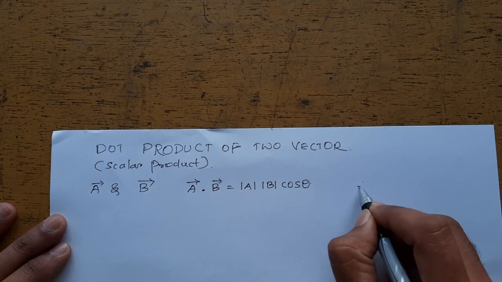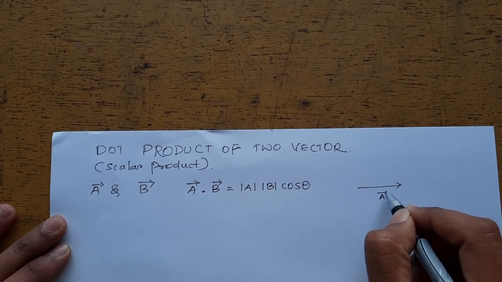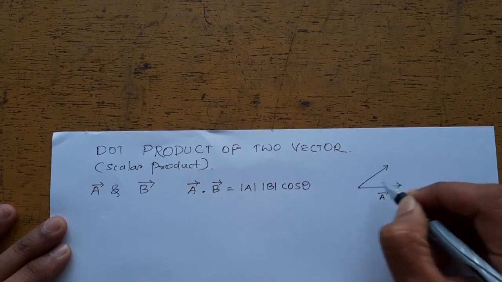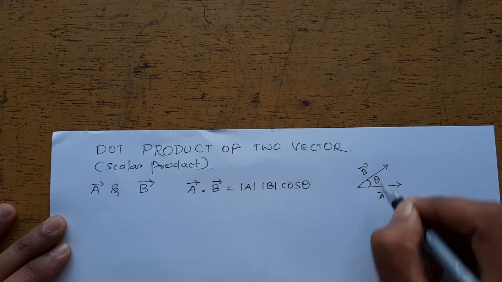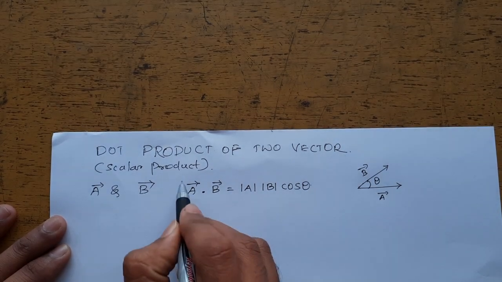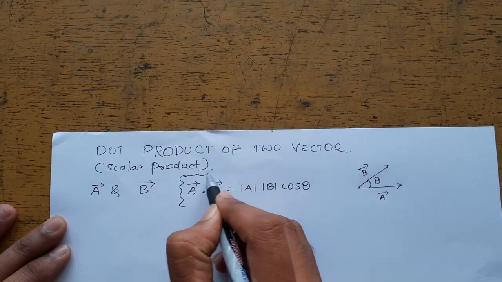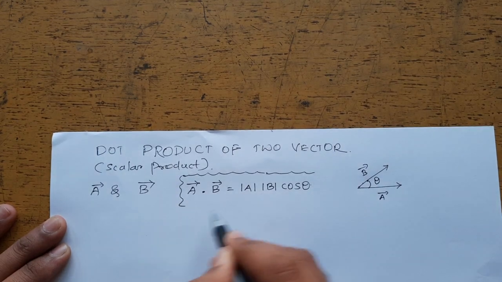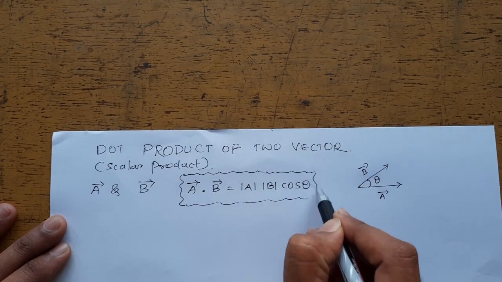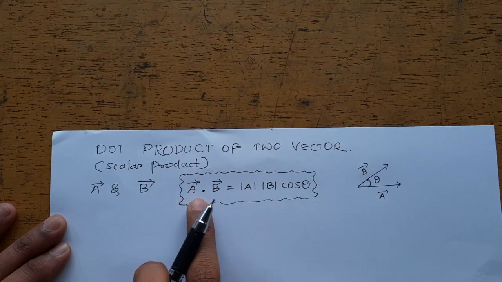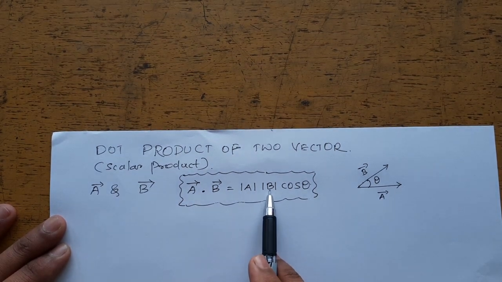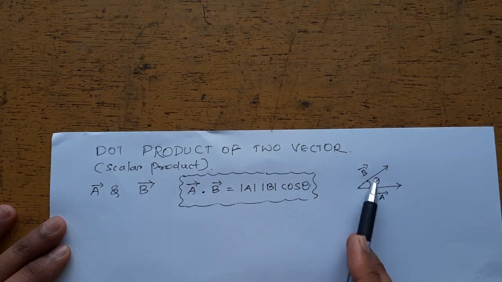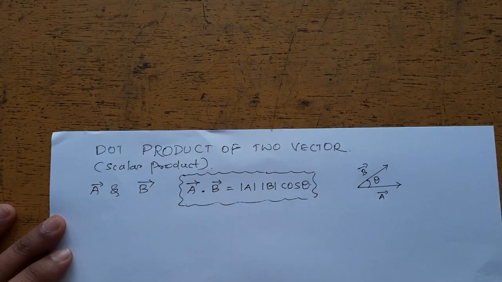Let us say this is vector A, then this is vector B, then the angle made by these two vectors is theta. Therefore, by definition, if we are doing dot product of these two vectors, this is the formula. Vector A dot B is equal to mod A mod B, means magnitude of A, magnitude of B into cos theta, where theta is the angle between these two vectors.